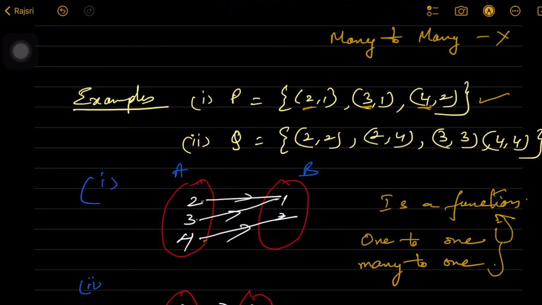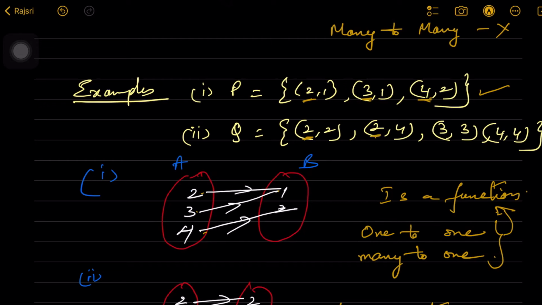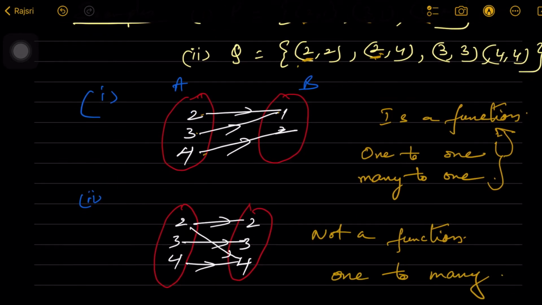But in the second one you can see the first element is repeated here, 2 is repeated. So therefore this is not a function. Therefore the inputs must not be repeated. The outputs can be repeated how many ever times we want, but the input should not be repeated. If it is repeated, it is not a function. Therefore here 1 is going to many. See here, it's going to 2 and 4. 2 is going to 2 and 4. Therefore it is not a function. It should always be either 1 to 1 or many to 1.